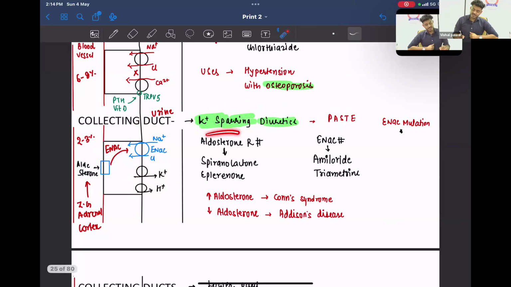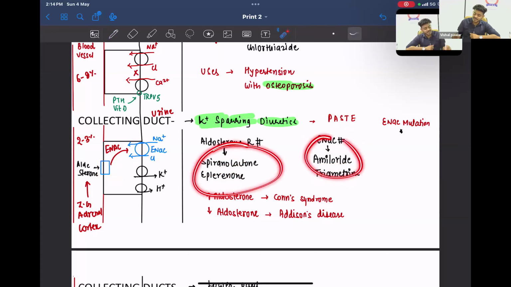We can have two drugs acting on the aldosterone receptor, and we have two drugs acting as ENaC channel blockers. Either I can directly block this channel, or I can block this one also, right? So these drugs which are working here are known as spironolactone and eplerenone. And those drugs which are going to be working here are known as amiloride or triamterene. These are going to be the drugs. These are potassium sparing diuretics: amiloride, spironolactone, triamterene, and eplerenone. These are the drugs we are having.